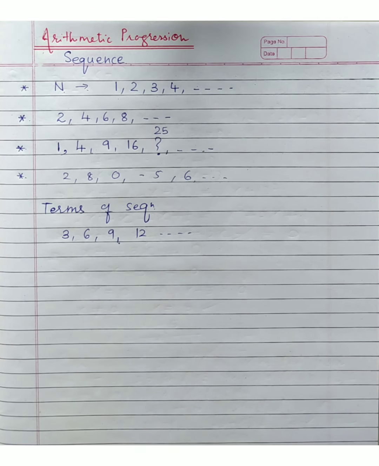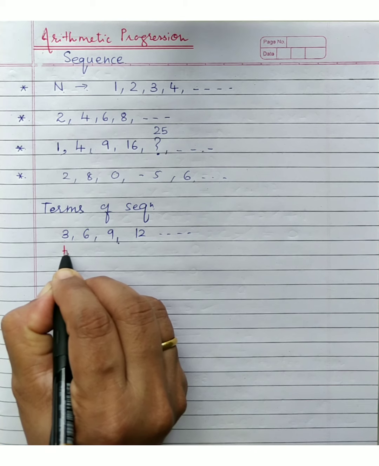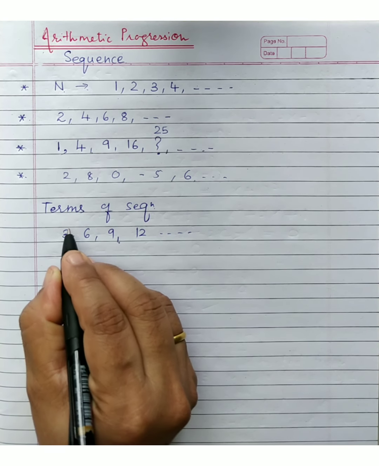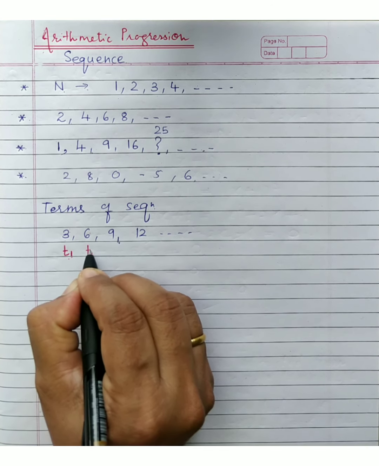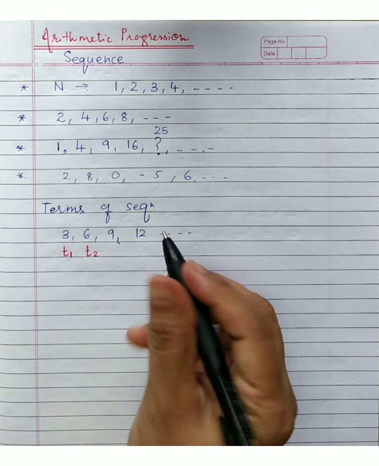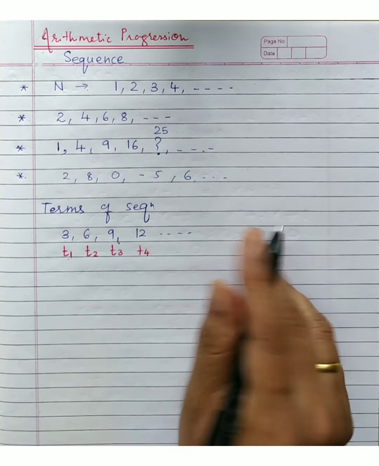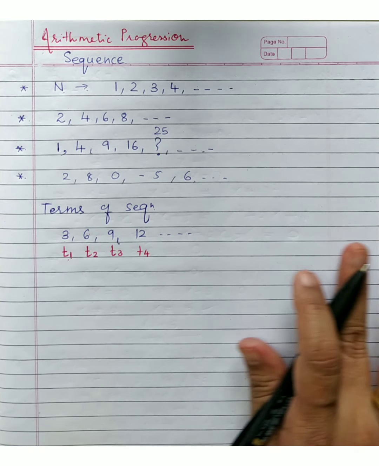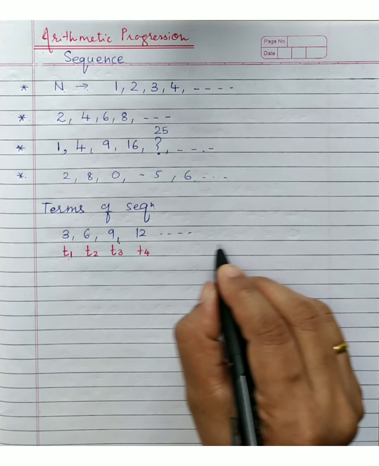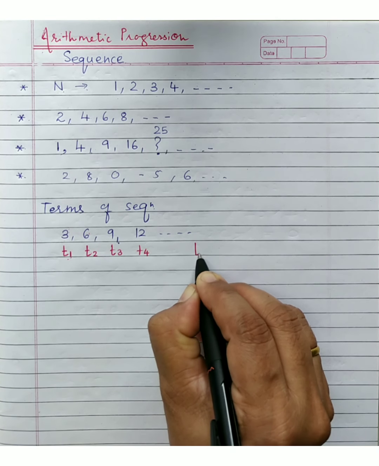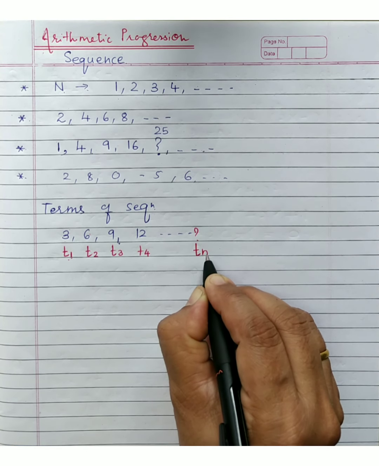So here, this is called the first term of the sequence. T for term, and first term T1. The second term, how would I write it? T2. This is T3, T4 and so on. And if it is an infinite sequence, then there will be infinite terms. So for any term in between, I will name it as the nth term.